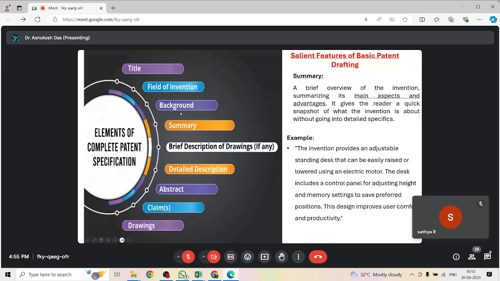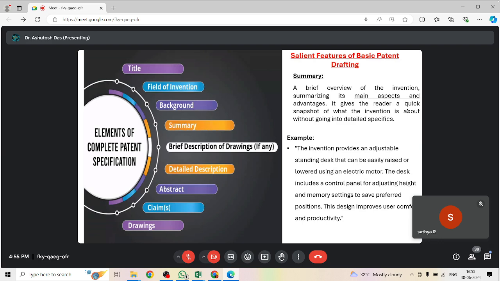It is better than them, it is addressing the need that much. But now how is it addressing the need, what is the advantage of that? That I have to write here. Main aspects and advantages give a quick snapshot of what the invention is about. We are not going into detailed specifics, just quickly getting an idea in what way it is improving.